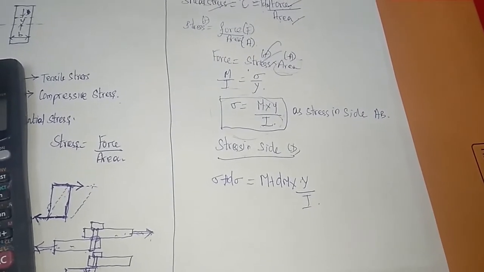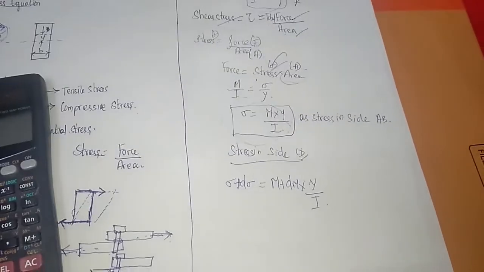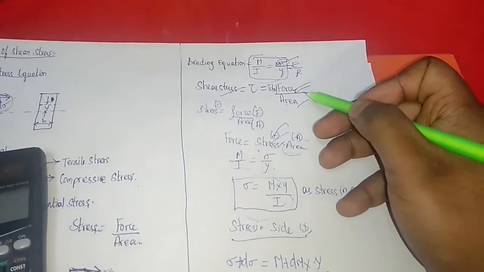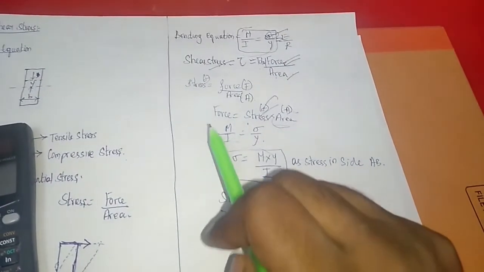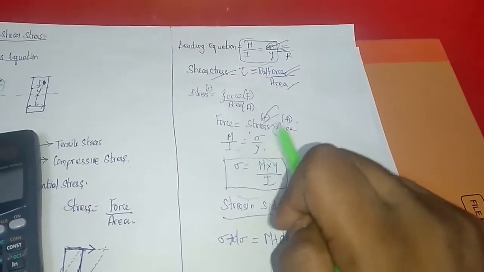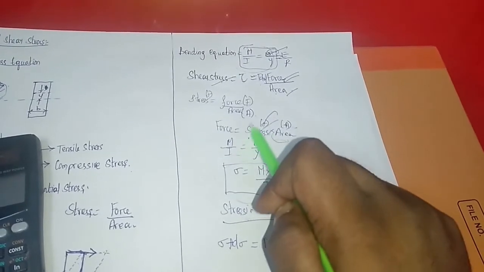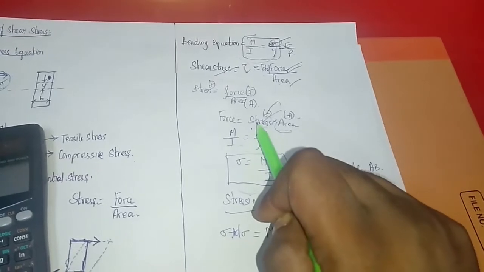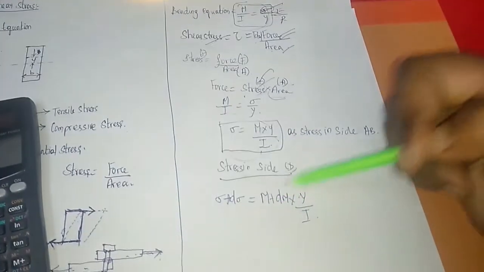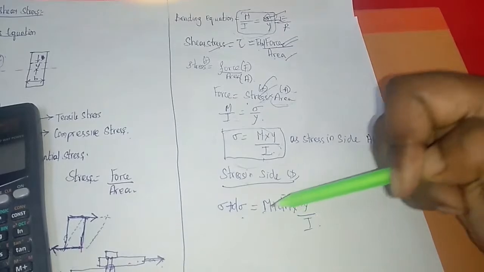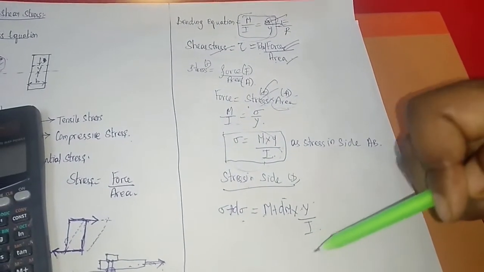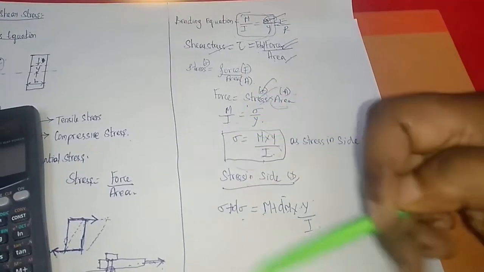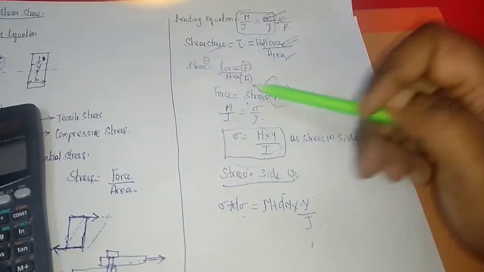You understand? So we have to find the total force. So total force only they have asked. You already know force is equal to stress into area. The stress at AB is sigma is equal to M into Y by I, and the stress in CD is sigma plus d sigma is equal to M plus dM into Y by I. So now we have to find the total force that is going to act on a particular beam.